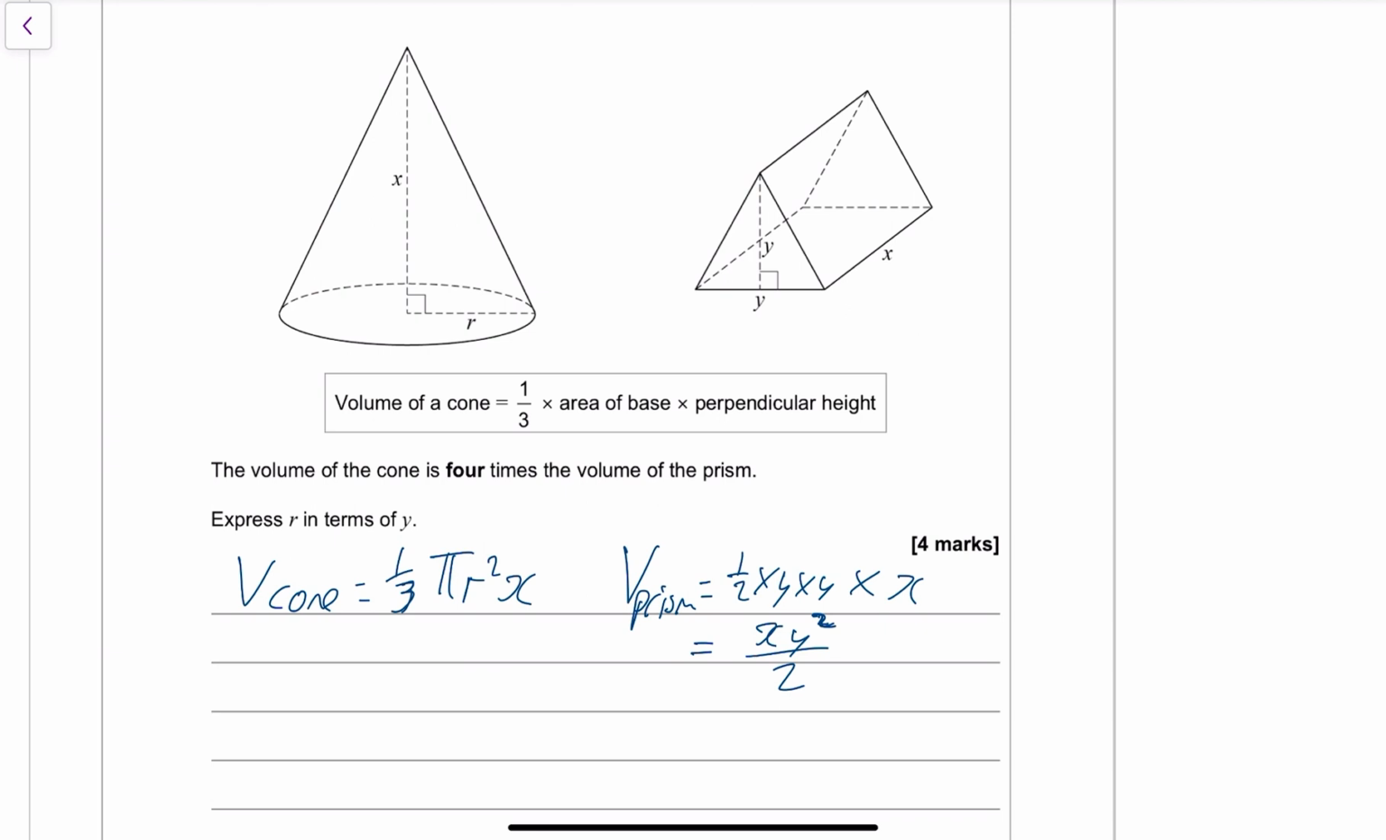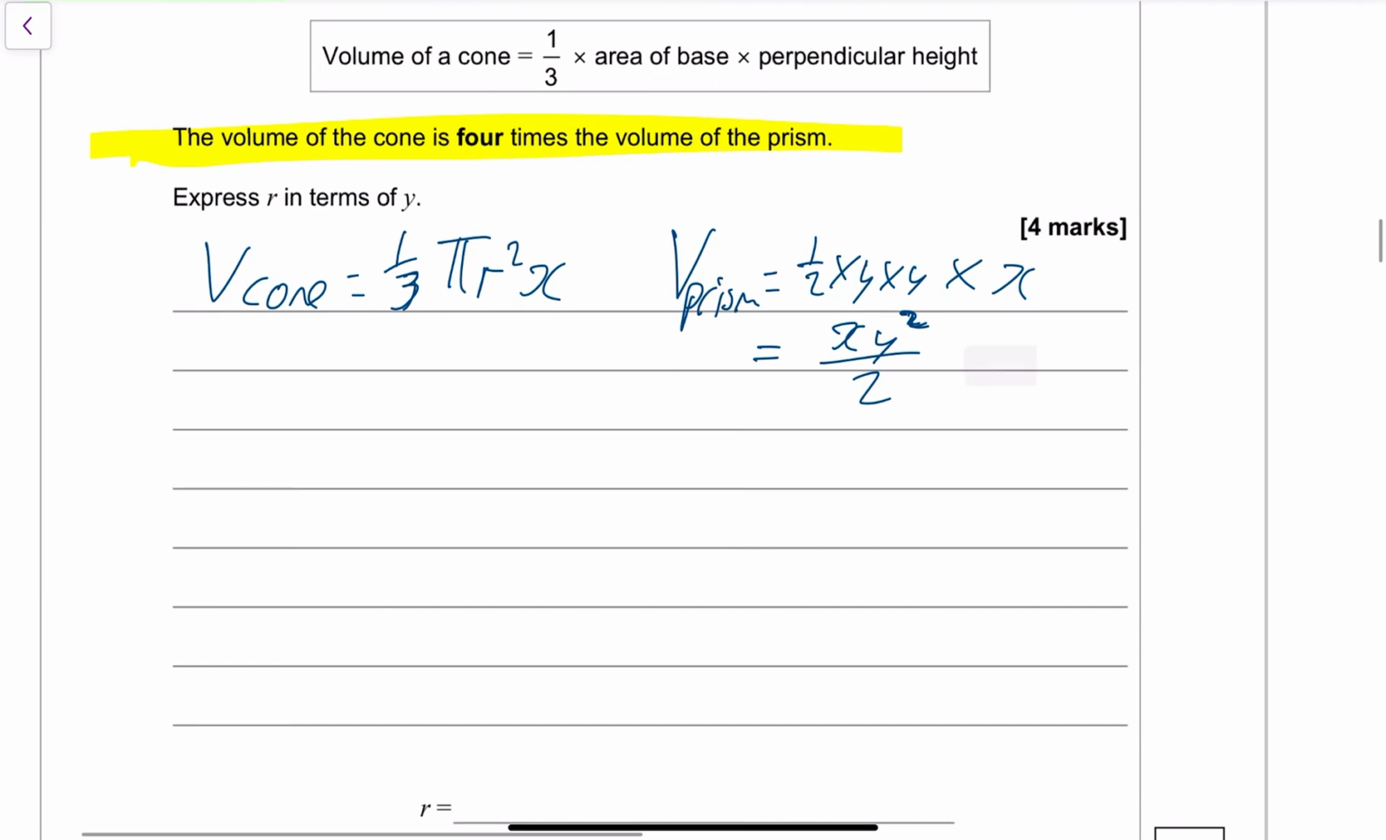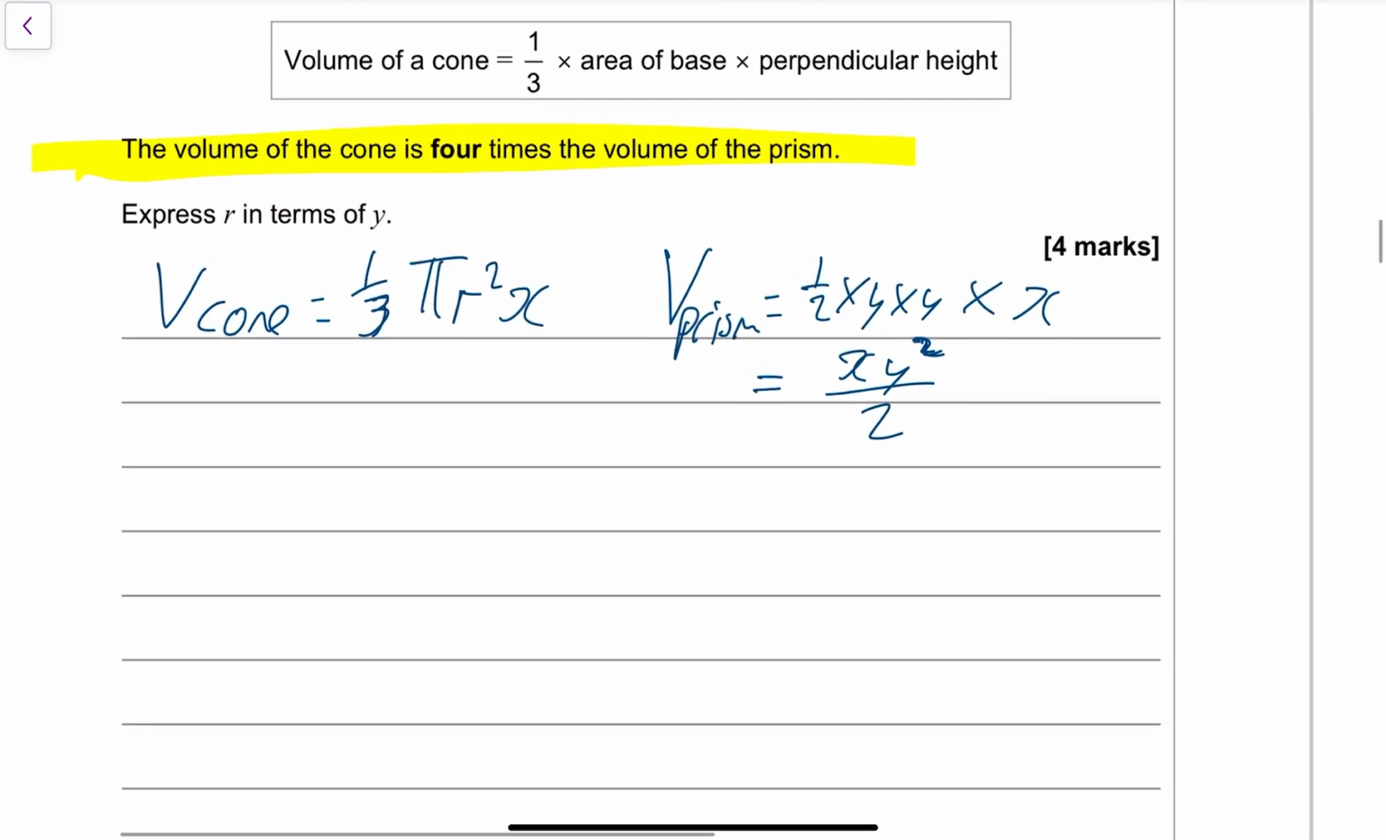Now these two things are linked because it tells us the volume of the cone is 4 times the volume of the prism. So let's put that in words. People find this very difficult to do. So just write that, not in words, but just this form without the pi and the r and the x and so on. So volume of the cone is equal to 4 times the volume of the prism. Then we'll change it into their form.